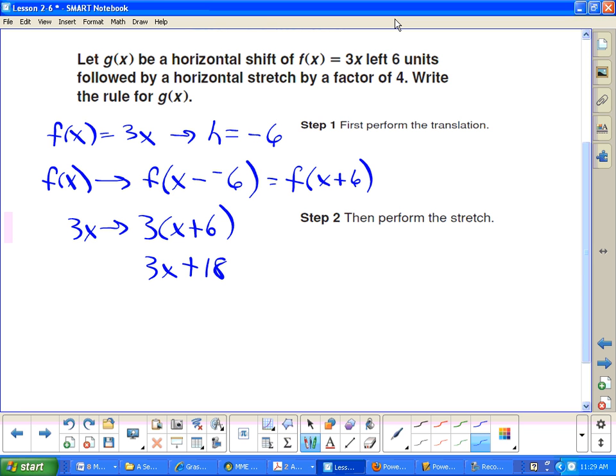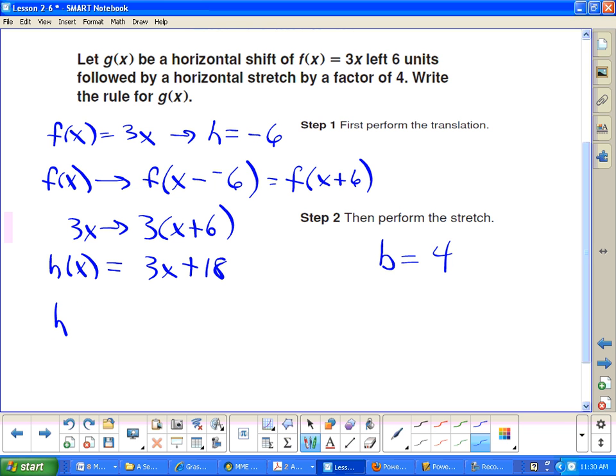Now we're going to perform the horizontal stretch by a factor of 4. Is that going to be A, B, H, or K? Horizontal stretch. If you have your book open, which letter is that? It's B. So B is going to be equal to 4. And what did we say about a horizontal stretch or compression? We're doing the reciprocal. We'll call this h of x here because they want us to get g for our answer.